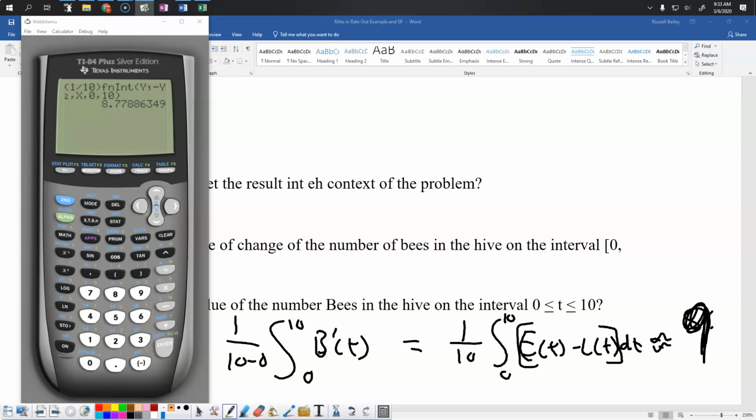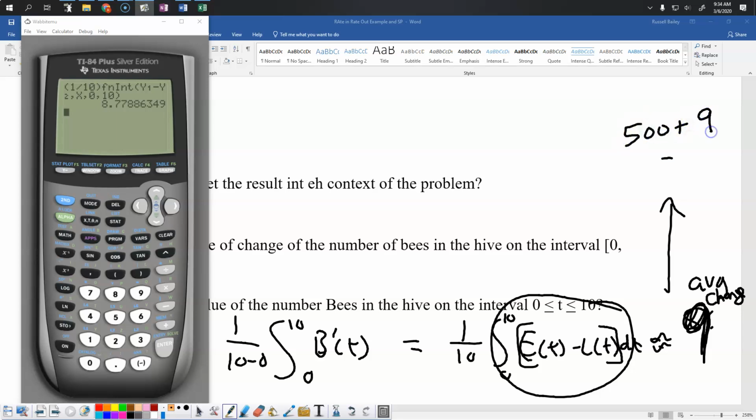So here's the issue. This is the average value just of the net change. So the average net change has been 9 bees. So what's the actual average number of bees in the hive? 509. So this is the average change in the number of bees, the average amount of bees in the hive due to the in and out that's been going on. But we started with 500, so it's 500 plus 9, so 509 would be the average number of bees.